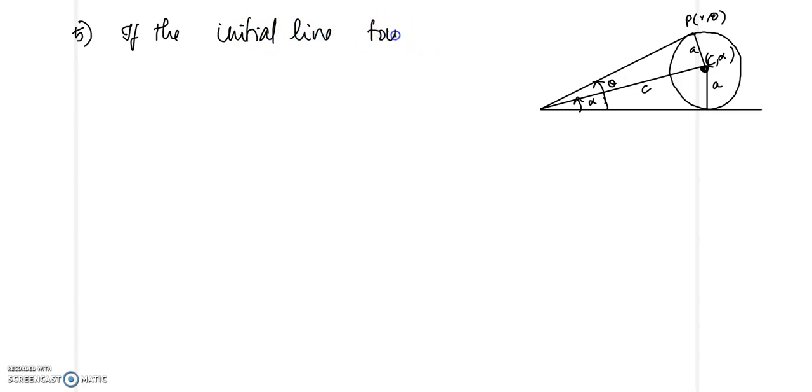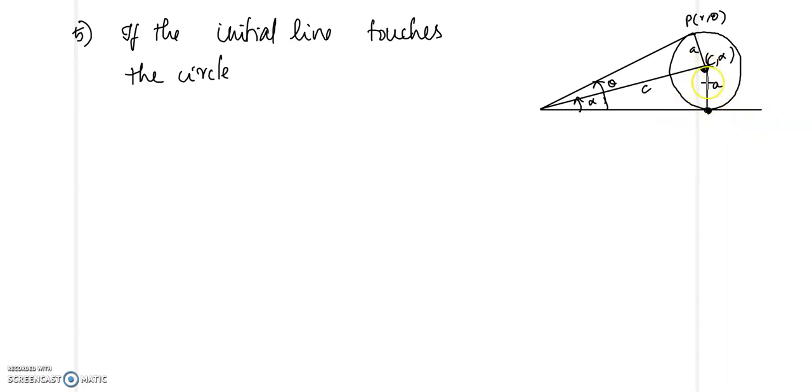This case is if the initial line touches the circle. So our circle is such that it is going to touch the initial line. You can see that the circle is touching this initial line exactly at this point. So let us look at what happens in that case. Now this is the center of the circle and the initial line touches your circle, so that becomes a tangent to the circle.